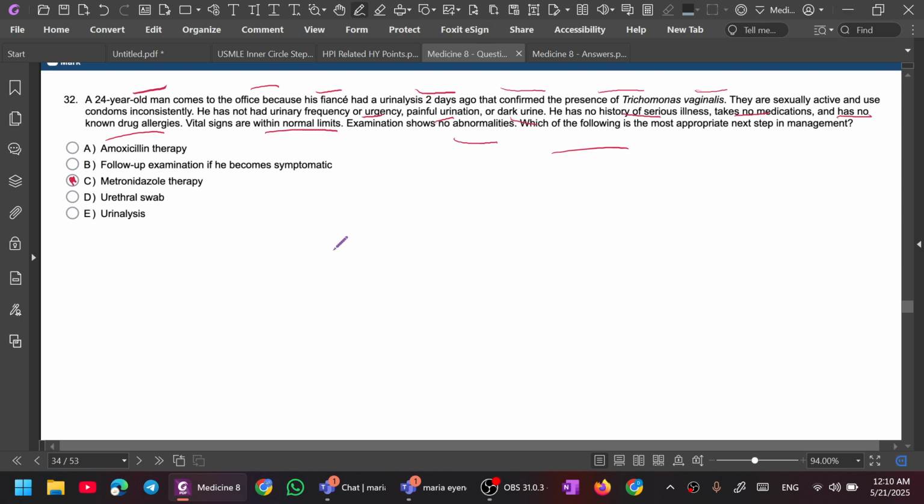Metronidazole is the treatment of choice. As with other STIs, patients should be broadly tested for HIV, syphilis, hepatitis, gonorrhea, chlamydia, because such conditions are often jointly transmitted and may be asymptomatic. It's not B, D, or E. Follow-up exam if it becomes symptomatic would not be appropriate. Asymptomatic infections are common, and with confirmed exposure to trichomonas, empiric treatment with metronidazole is necessary. Further diagnostic testing with urethral swab or urinalysis will not be necessary because partners of patients with STIs such as trichomoniasis should be treated empirically. Okay, next.